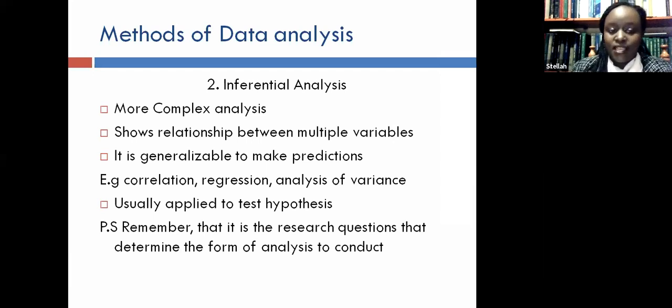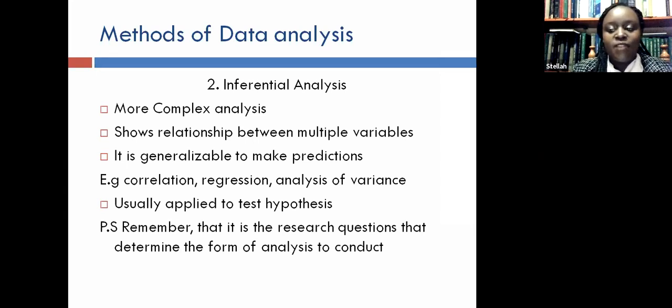So in this case, you can generalize your predictions. So what I find to be the relationship between social media and depression in Kenya, I can apply that maybe in Uganda or Tanzania. So when it comes to inferential, now the aspect of generalization for quantitative research comes in. So some of the examples you might be using are things like correlation, things like regression, things like the ANOVA, and what have you.